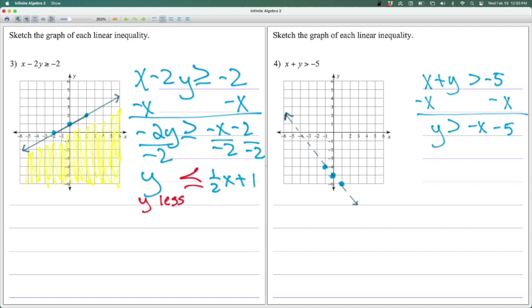Am I shading above it or below it? Y is greater, so above. Be careful. As these get really tilty, that above and below feels weird. So what I do is I put myself on that line and I come above. Sometimes they're going to get weird when the slopes are really tilty.